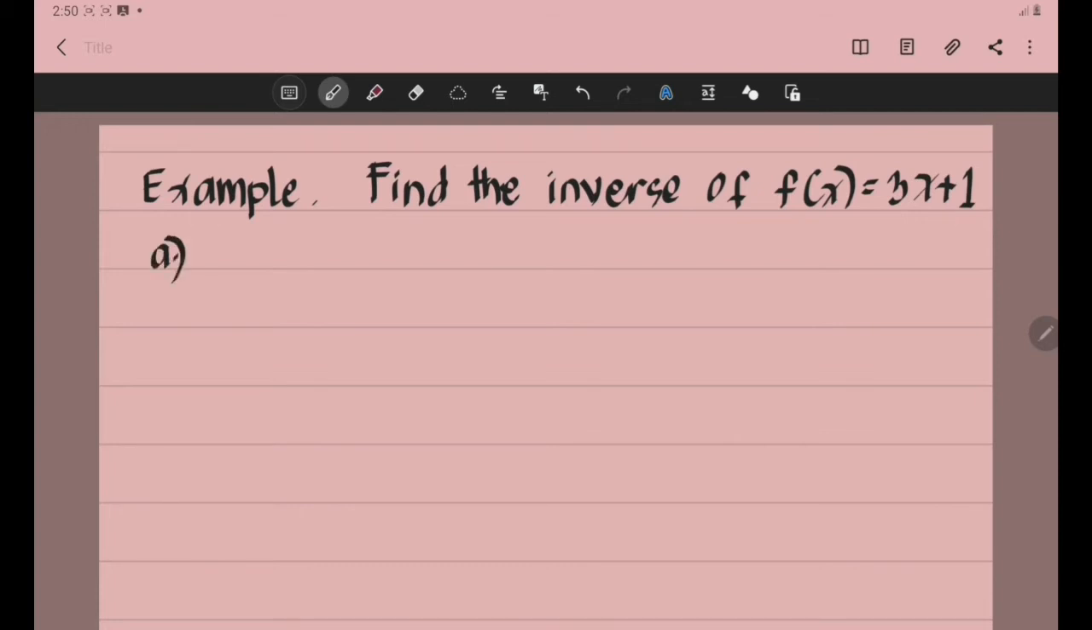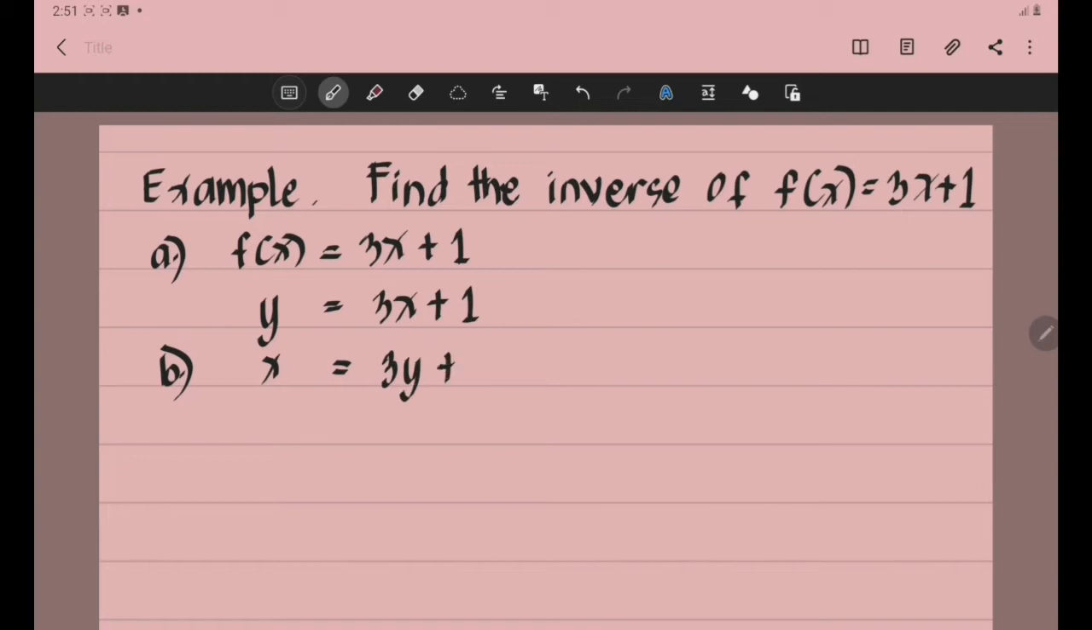So our first step is to write the function in the form of y is equals to f of x. So we have f of x is equals to 3x plus 1. So it will become y is equals to 3x plus 1. Then for the second step, we have to interchange the x and y variables. We will have x is equals to 3y plus 1. For our last step, we have to solve for y in terms of x. So we have x is equals to 3y plus 1.